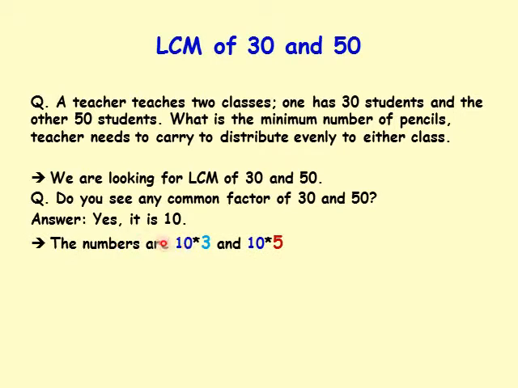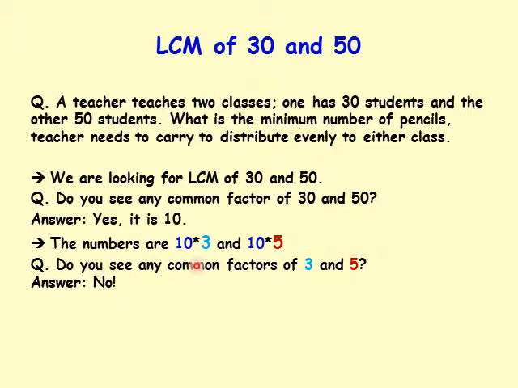So the two numbers are 10 times 3 and 10 times 5. 30 is equal to, the first number is 10 times 3. The second number is 10 times 5. Do you see any more common factors of 3 and 5? Nope. There are no more common factors. 3 is divisible by 3 and not by 5, and 5 is divisible by 5 and not by 3.